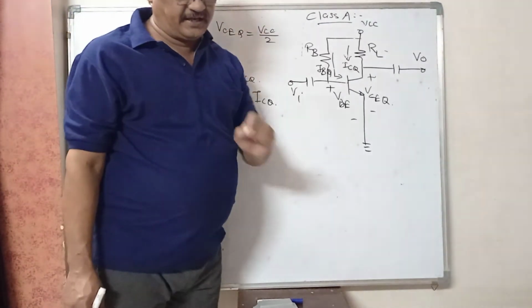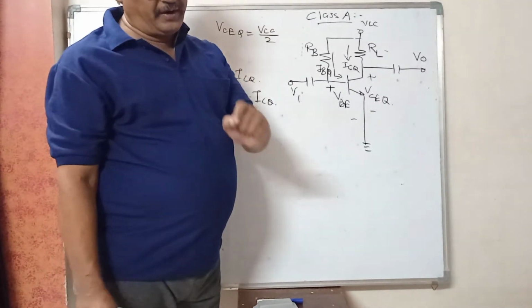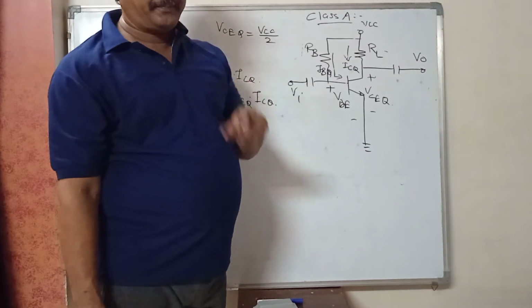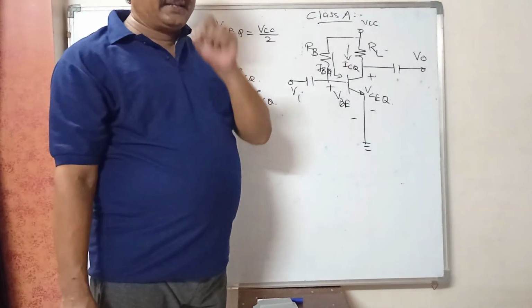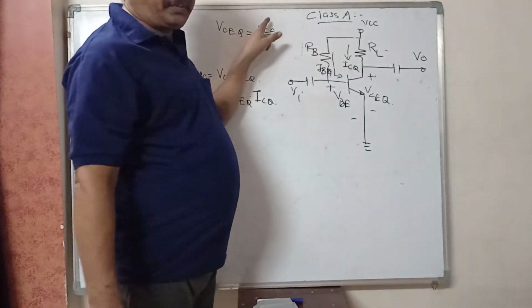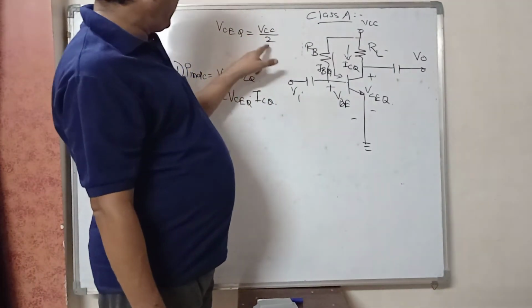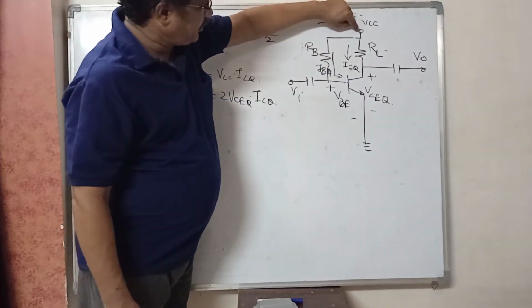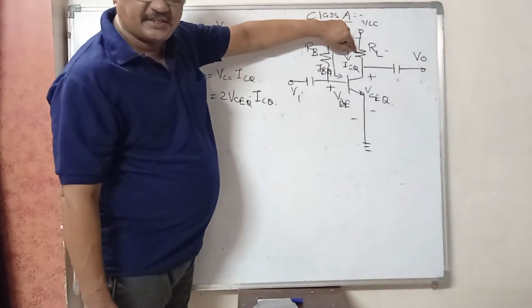It is essential, mandatory, that the Q point must be at the center of the load line. You have studied the load line in first year. For the Q point to be at the center of the load line, VCEQ must be half of VCC, so VCC will be 2 times VCEQ. That is the input power.